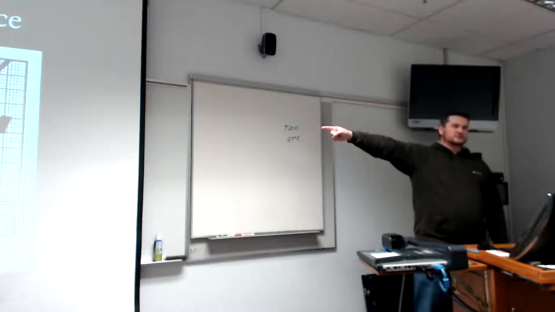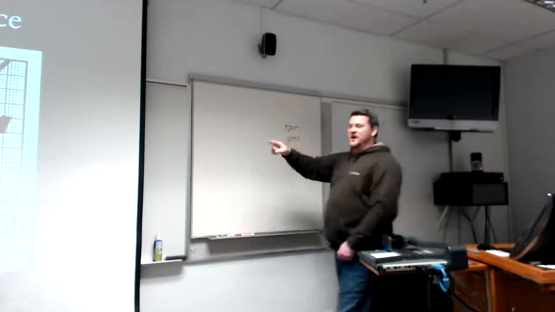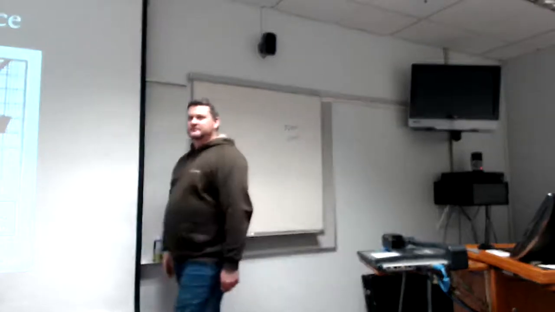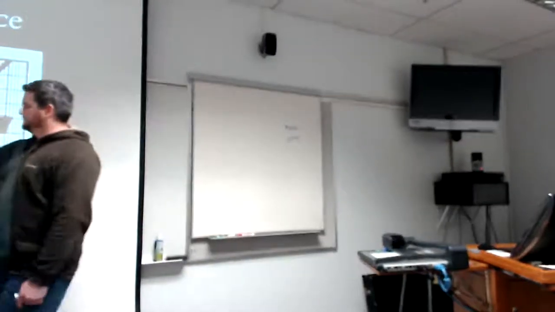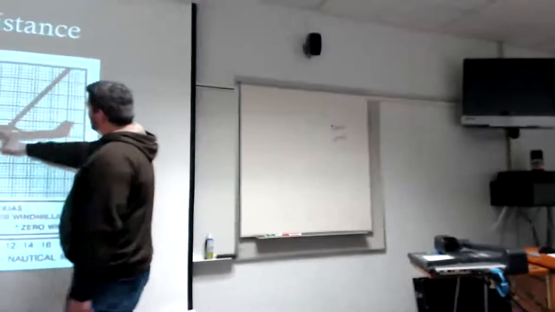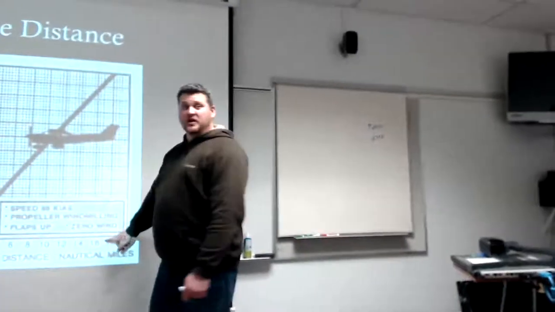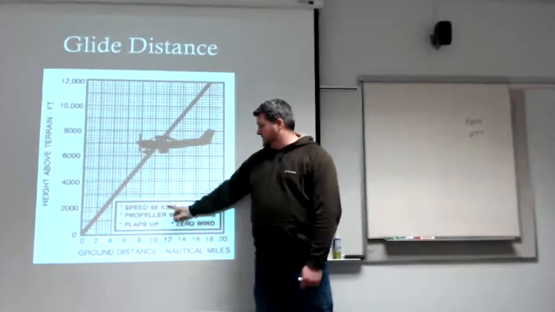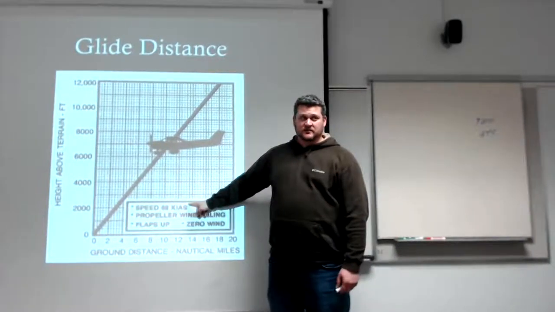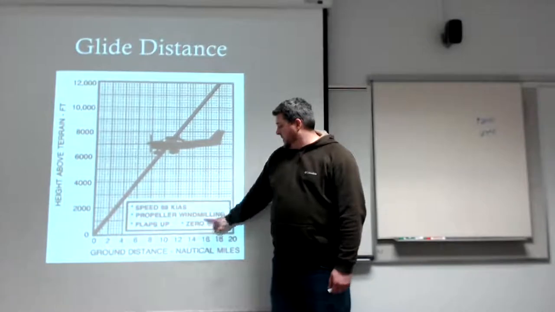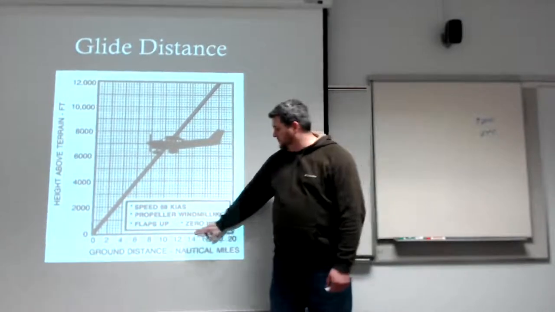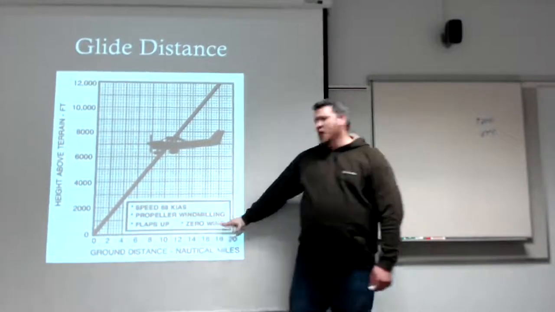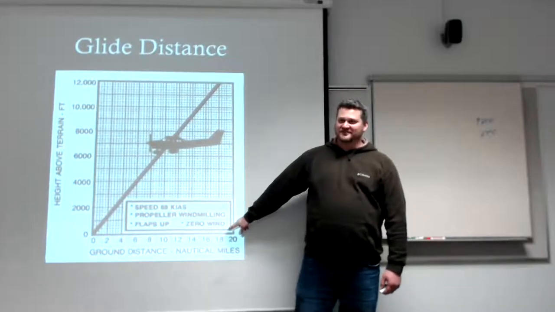How high you are and how far you are away from that strip. And what's going to determine how far you can go? Altitude. You notice that it goes this way. The higher you are, the further you can go. Now, remember on this, it gives you some things. Speed is 68 knots. Okay, propeller is windmilling, zero flaps, and no wind. Good luck.